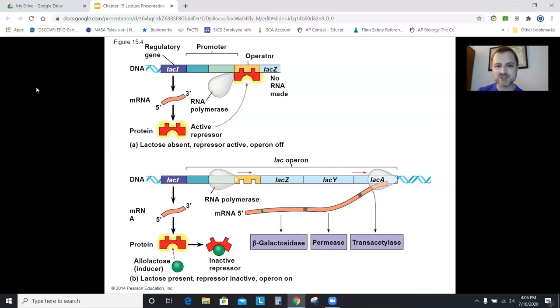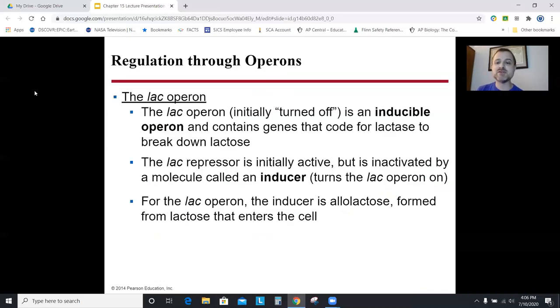So let me say that one more time. Initially, the operon is turned off because the repressor is turned on. Lactose, as allolactose, turns the repressor off, which turns the operon on, okay? Going back to the previous slide, this is an inducible operon because initially it's turned off, and the inducer, lactose or allolactose, turns it on.